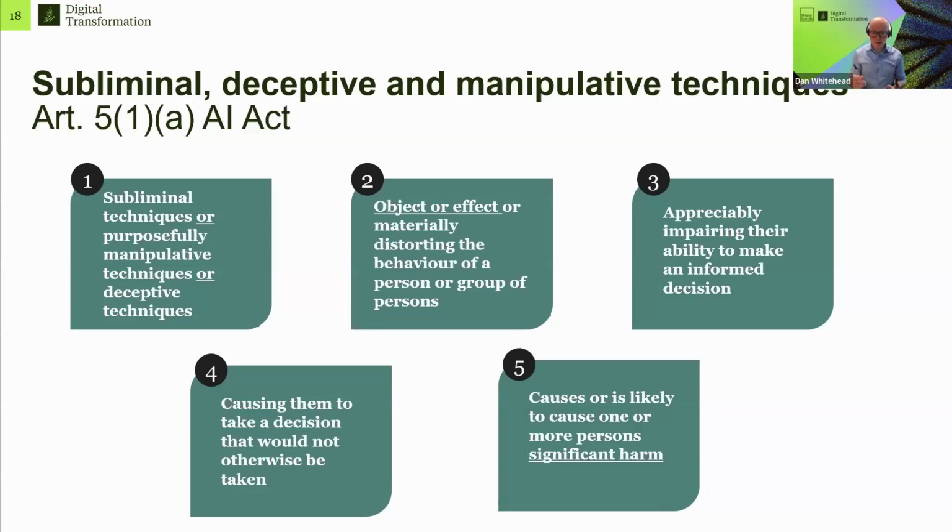The second part of this test that I think is worth just focusing on briefly is the object or effect, because it's not only AI systems that are intentionally looking to materially distort an individual's behavior that are in scope. It's also those that may just have the effect of doing so. So it can be unintentional. It could be due to negligence or none of the kind. It could just be unintended consequences.